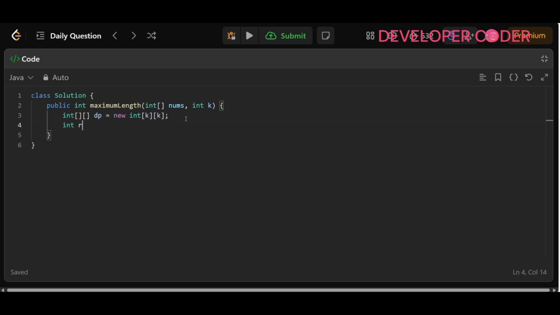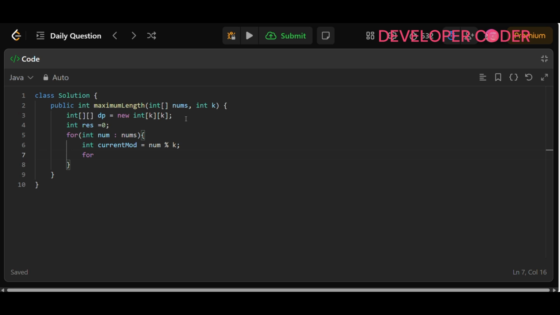Create one variable result and set it to 0, and then iterate over all the values in nums. So int num, you can use a simple for each loop over nums. Here you have to check the current mode. Same story that I explained: current mode is equal to num modulus k. Then you have to check all the possibilities. So for k equal to 2, you have possibilities like 0 and 1. So int prev mode, initialize it with 0, and while prev mode is less than k, prev mode plus plus.